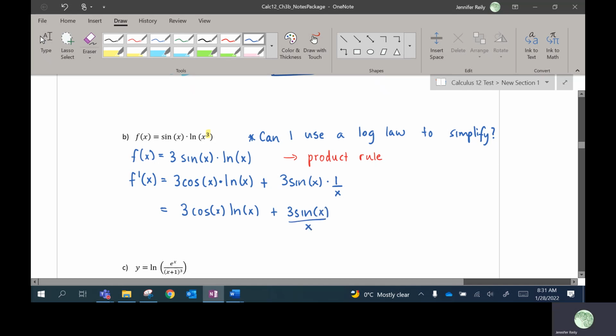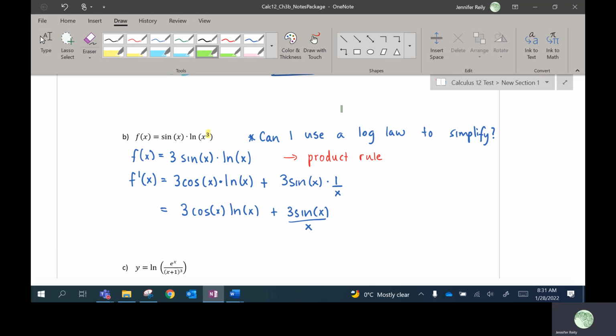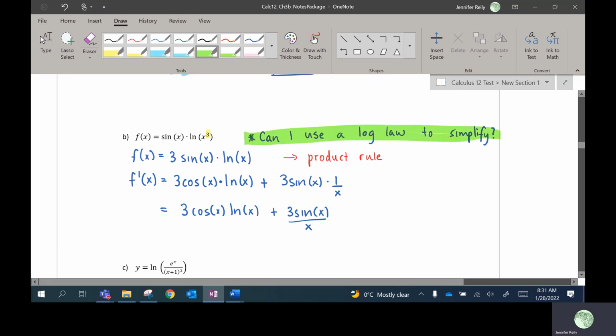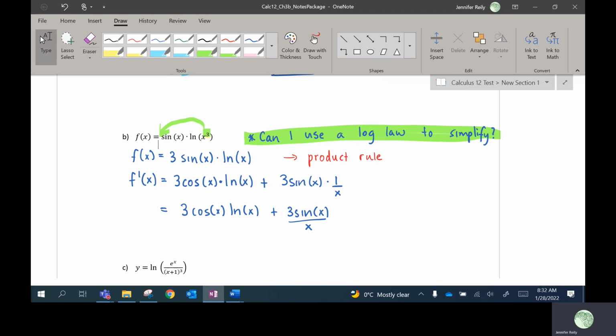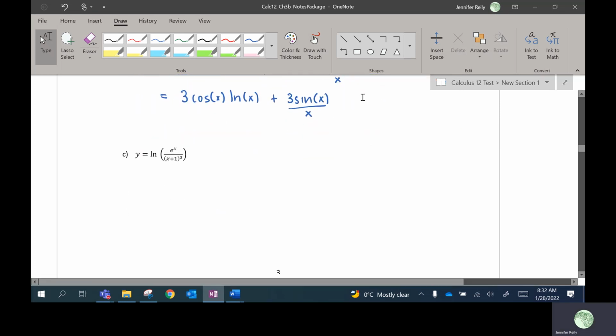There we go. So you definitely want to do this simplification here before you start any question where you're taking the derivative of the log function. We'll see that in the next example, especially. We're going to really simplify that down first. Okay, so let's try the third one.